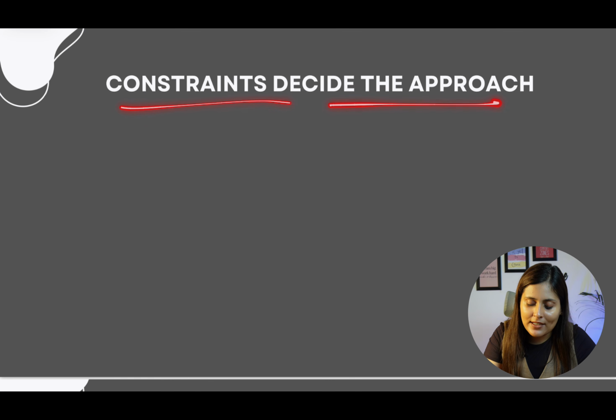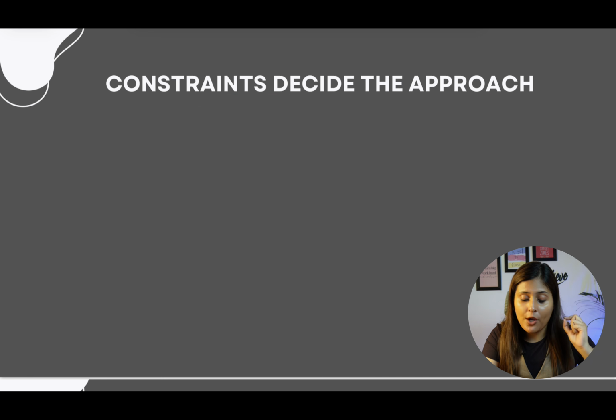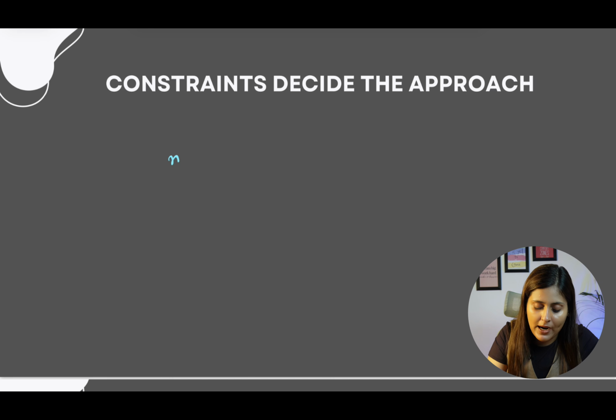Now the next topic: constraints decide the approach. As shown earlier, in every problem statement we are given the constraints part. Suppose n can start from 1 and go up to 10^5, like that. Or it can start from 1 and go up to 10^8.